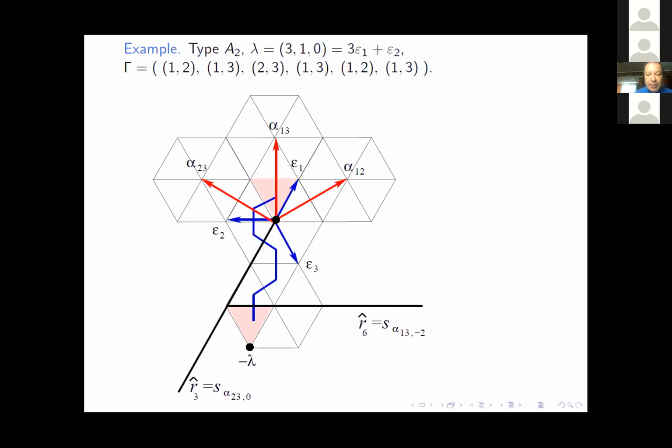And at the bottom of the diagram, you see the weight negative lambda, so minus 3 epsilon 1 minus epsilon 2. You want to join the fundamental alcove to the shaded one at the bottom, the one translated by negative lambda, and you keep track of all the hyperplanes that are crossed. Namely, you look at the roots that are orthogonal to these hyperplanes, and that's the lambda chain. The first hyperplane crossed at the top is orthogonal to the root 1, 2. Then you have 5 more hyperplanes that are crossed, and you get the lambda chain shown at the top: 1,2, 1,3, 2,3, 1,3, 1,2, 1,3.